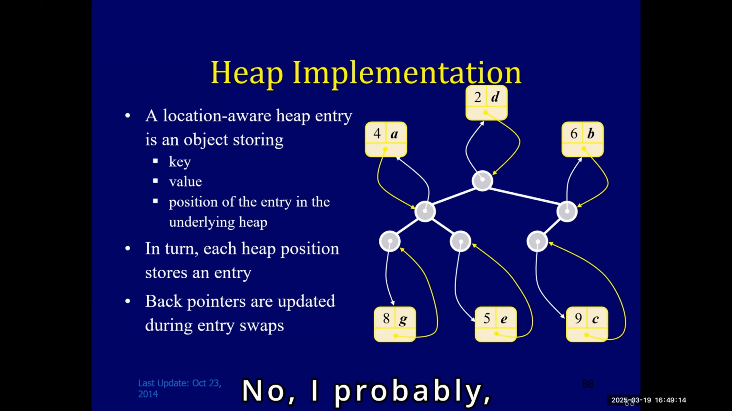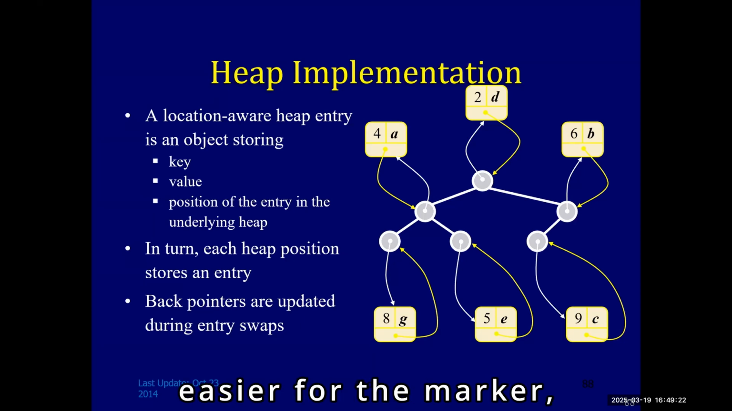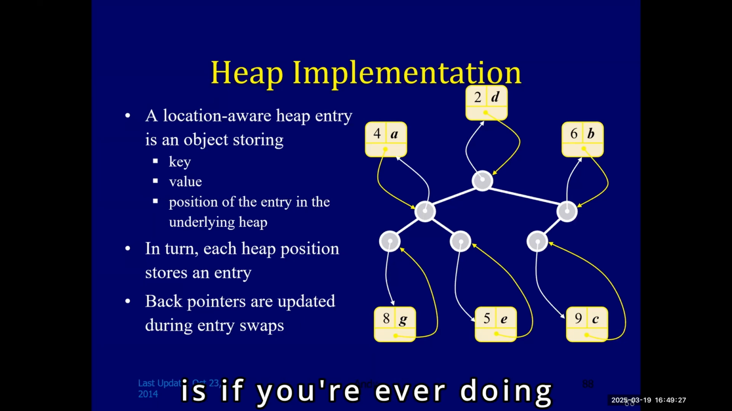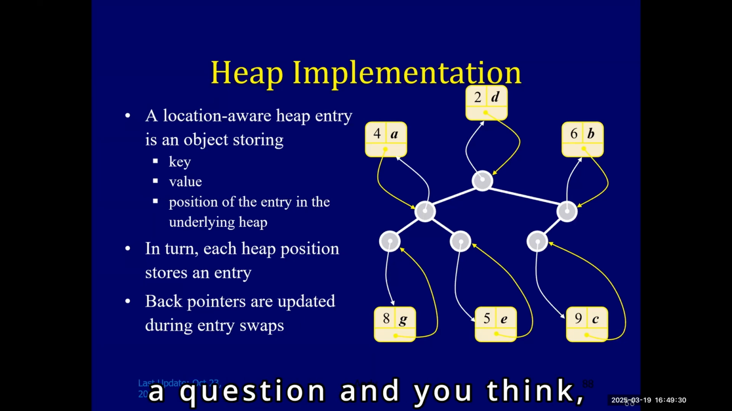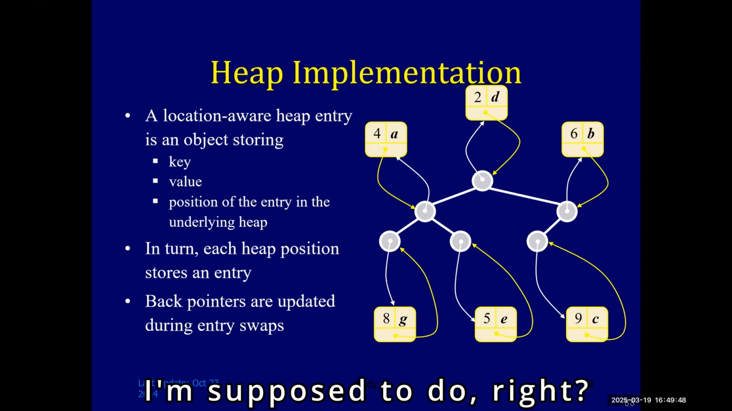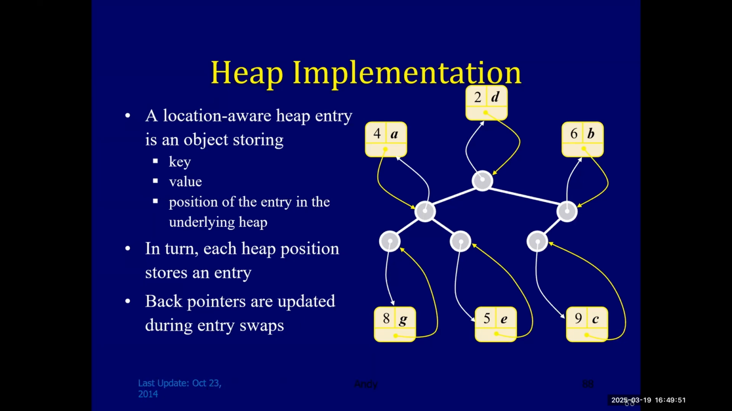So that's one picture. When I make the test, I want to make it easier for the marker. One thing I'll tell you right now is if you're ever doing a question and you think, oh, there are two ways to do this, I could get two different answers, it's not my question, because I make every question so there's only one answer, so it's easier for the marker. So that's a little hint to know what is the one thing I'm supposed to do. Does that make everybody good?